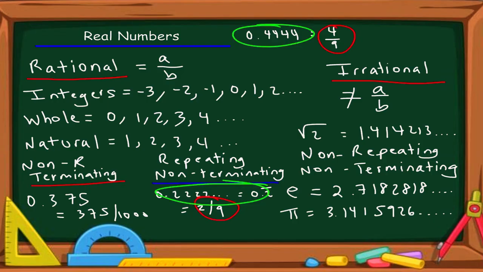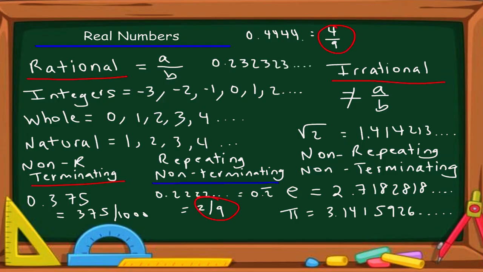So let me give you another example. Let's say we have this one, 1.232323. So this goes on forever. It's repeating, but non-terminated. So we can put that as a fraction of two integers. That's 23 over 99, which makes it a rational number.